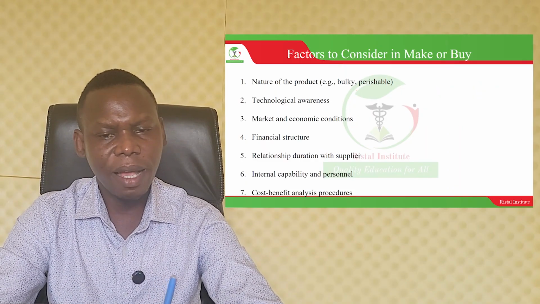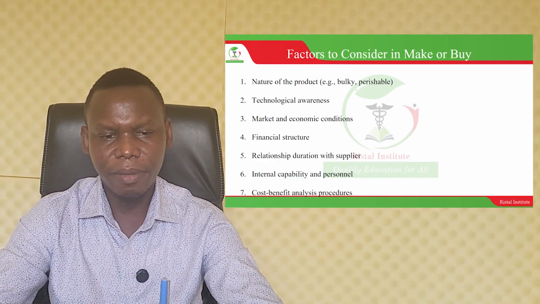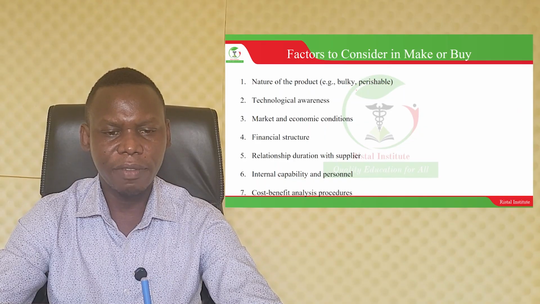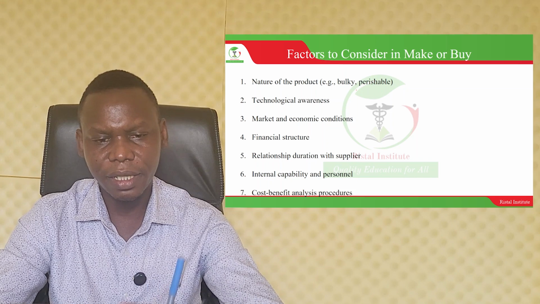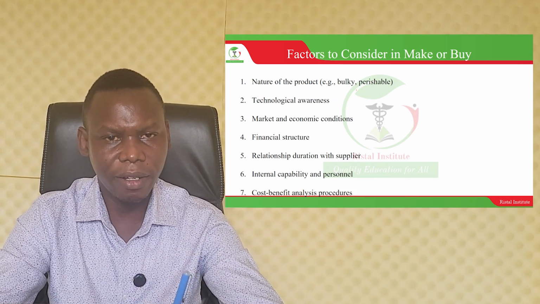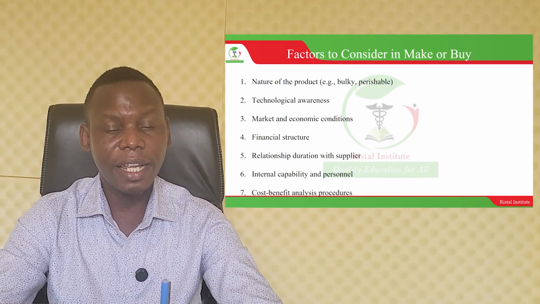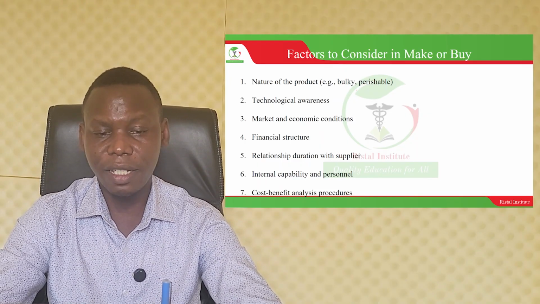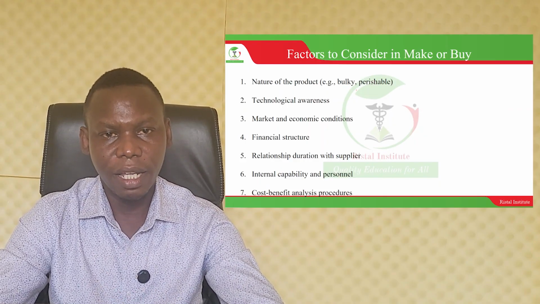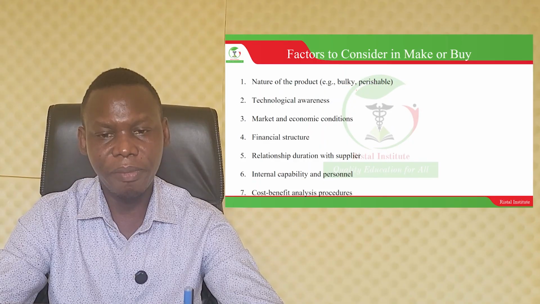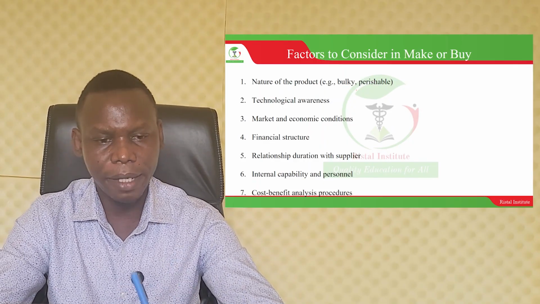Of course, if it's something a company can manage, then the company will make it themselves. Technological awareness, that is also another point: the knowledge about the technology in the production. Let me go quick with this now. Market and economic conditions, also, that is one. If the company is clear about the market of the product and the economic conditions, it will decide to either make or buy. If it is favoring them, they make. If it is not, they buy.